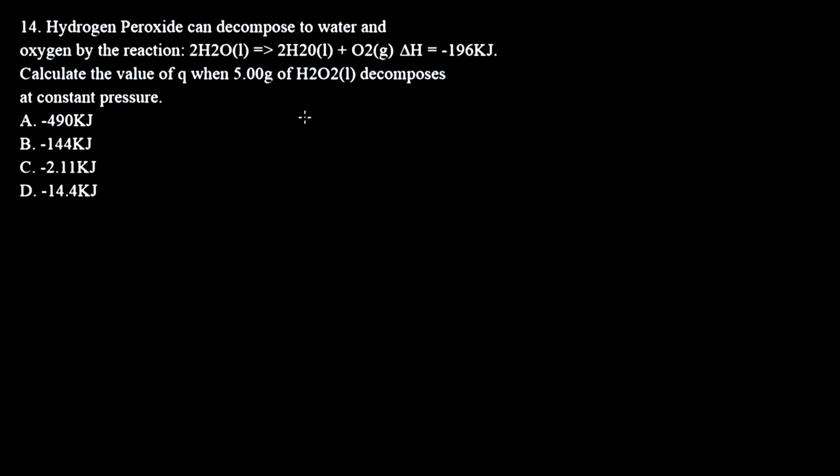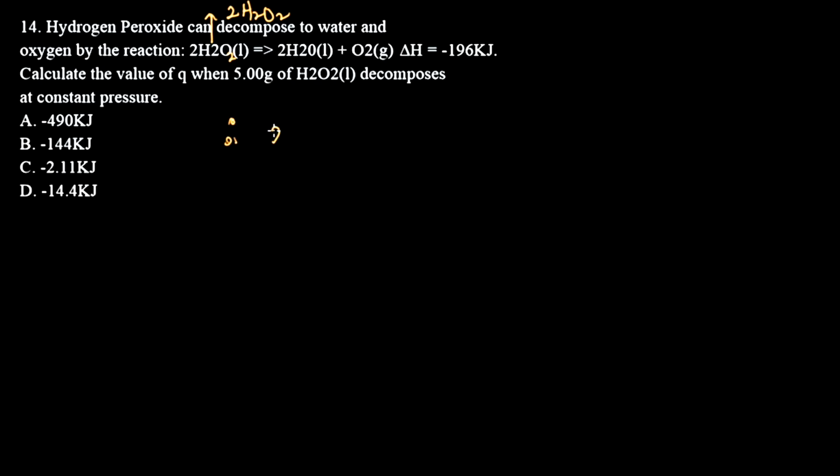So looking at this question, hydrogen peroxide can decompose to water and oxygen by the reaction. So we need to take note of the fact that what we have here is simply 2 moles of hydrogen peroxide. Please take note of that. So it gives 2 moles of water and 1 mole of oxygen. So calculate the change in Q when the hydrogen peroxide is 5 gram.